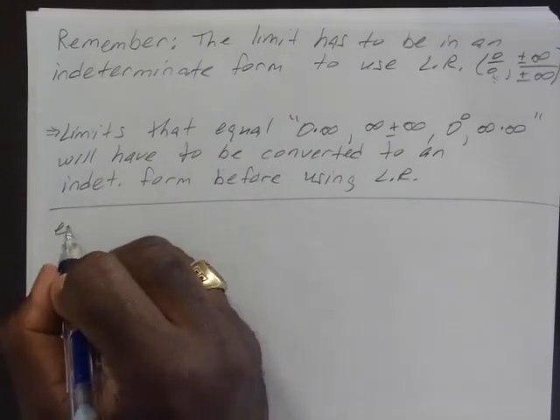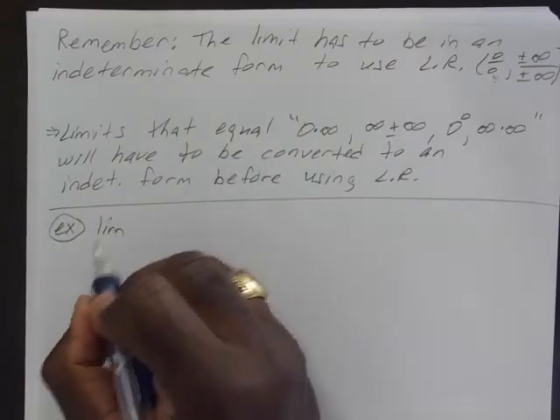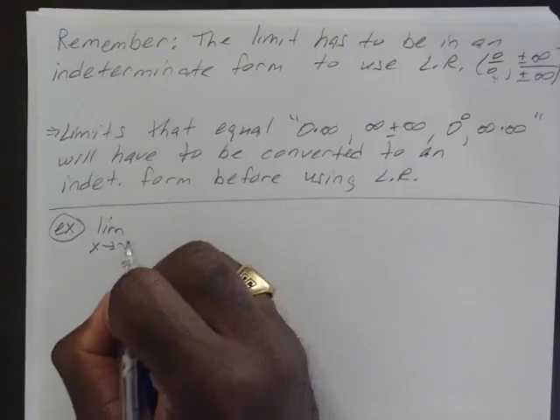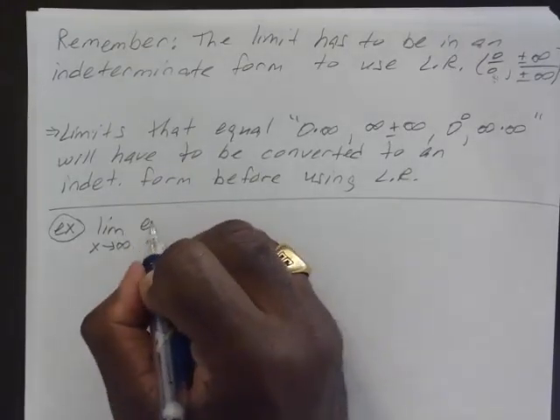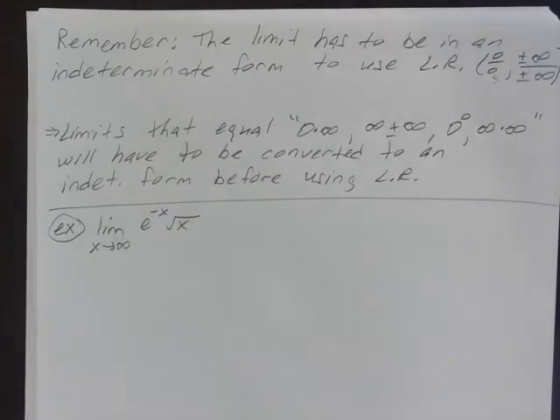Okay, so what if we have the example, say you have the limit as x approaches infinity of e to the power of negative x times the square root of x.